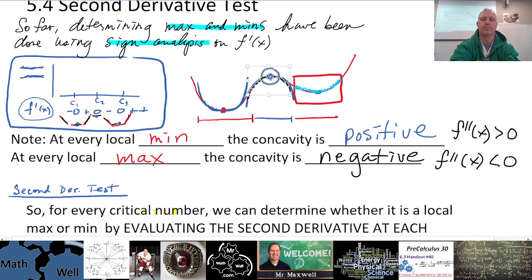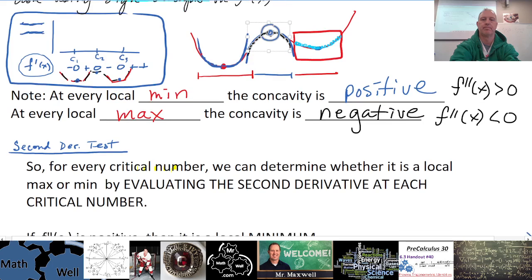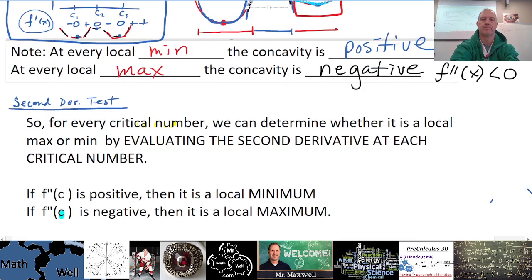All right, any questions so far? Are you with me so far? Pretty straightforward? Okay. So what is the actual second derivative test here? Let's formalize this a little bit.